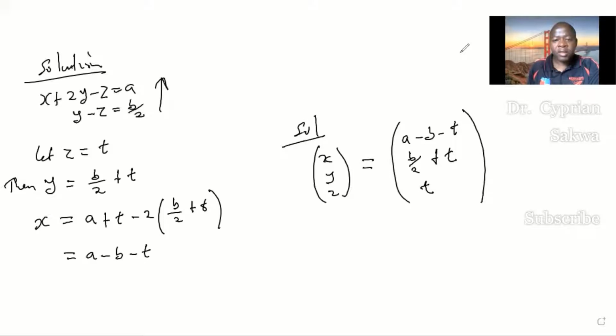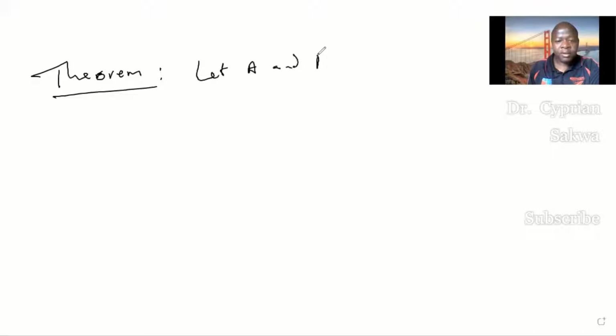Now, that was a very good example, and it has covered a lot. Let's look at another example. But before that example, I want us to look at a theorem that I state here without proof. I'll not prove this theorem. The proof exists; you can look for it in the textbooks. The theorem is: let A and B be matrices of the same size.